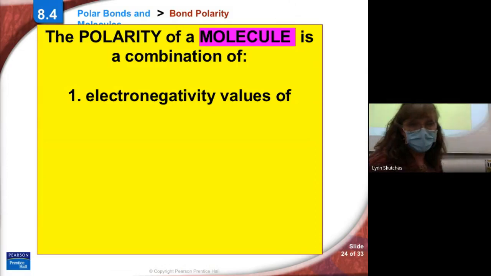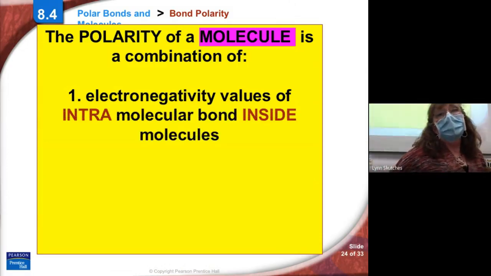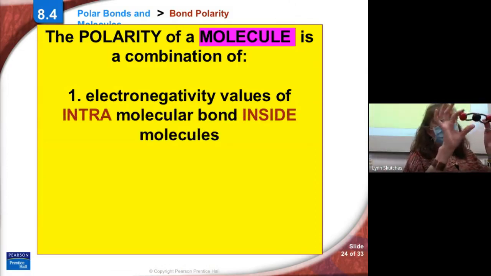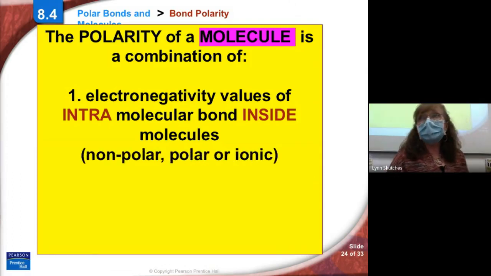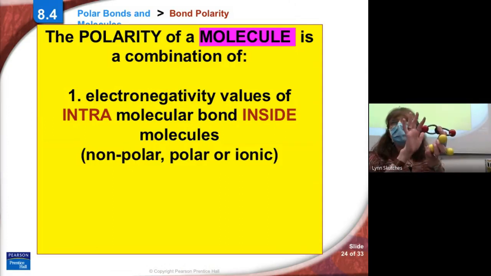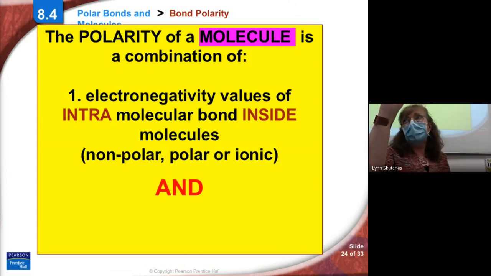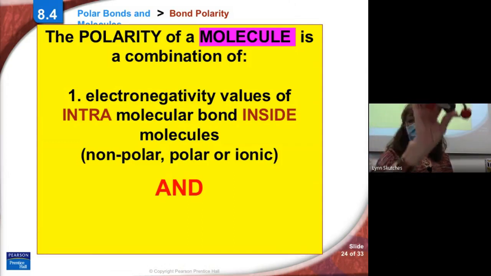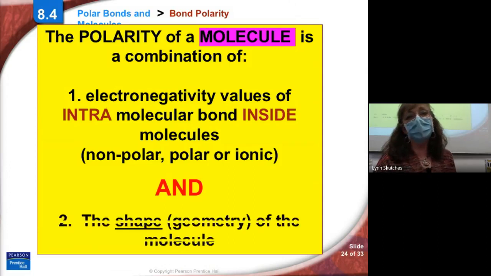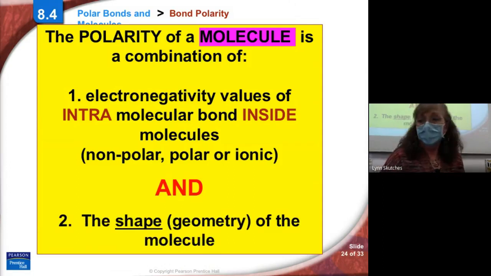It's also, so remember, inside the molecule, right? So carbon and oxygen, and most of you made this molecule, I think. That is going to be either non-polar if it's a small difference, polar if it's larger, or ionic if it's 2 or greater. However, just because there's polar bonds inside doesn't make the molecule polar. We have to look at the geometry.